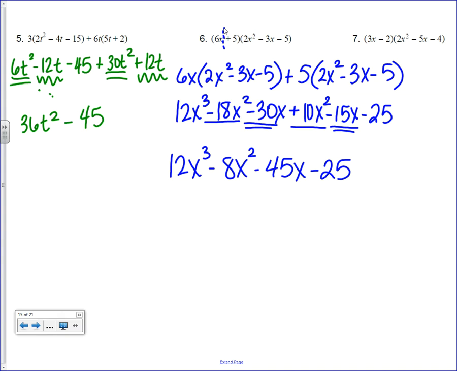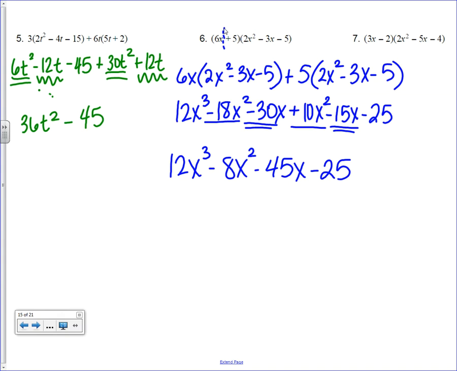Folks, how are we doing with this? Do you see how it's just more of the same, cut it in half and distribute it? It's the same thing. So what I want you to do is flip it over to the back where you've got lots of room, and I want you to try number 7, please.